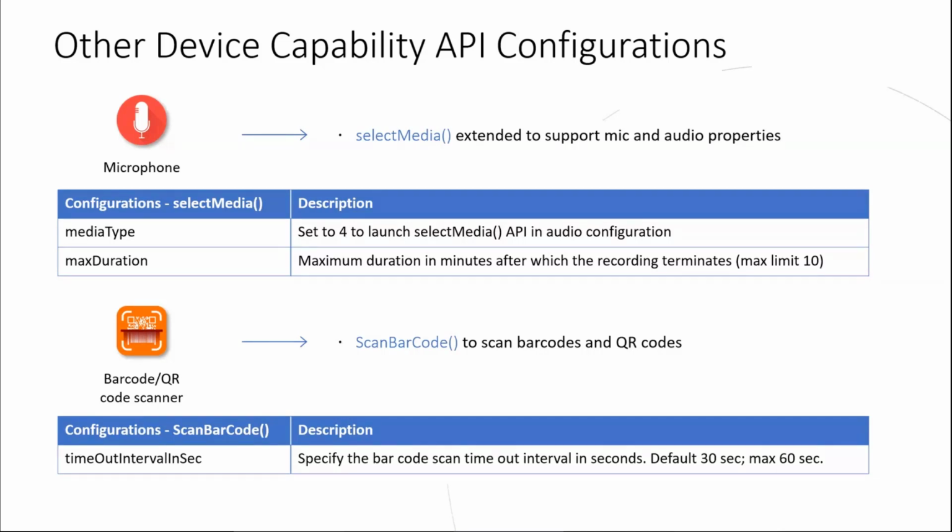Then the last capability is around the barcode QR code scanner. Again, just one API, which is called scan barcode. The only configuration we have is the timeout interval in seconds. It's currently maxed at 60 seconds and the default is 30 seconds, but it can be configured per the needs of the end user. All the experiences were demonstrated back in the demos. I hope everyone can relate which APIs correspond to which capability.